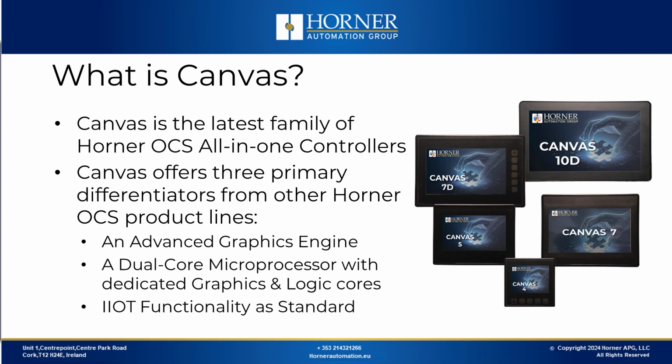Next, let's look at Canvas. Canvas is our newest family of all-in-one controllers. There are three main differences with Canvas compared to other Horner product lines. For one, Canvas has an advanced graphics engine, meaning Canvas has the most advanced graphics we have ever offered in an all-in-one controller. Canvas also has a dual-core microprocessor with a dedicated core for graphics and another dedicated core for logic. So regardless of how advanced your graphics or logic are in your project, these dedicated cores will ensure that they remain consistent and fast, and that you will have low scan rates.